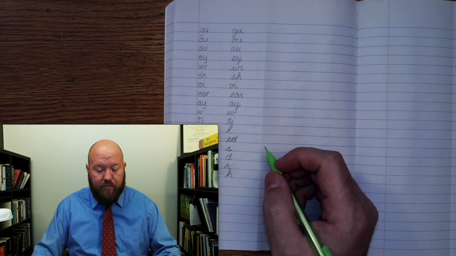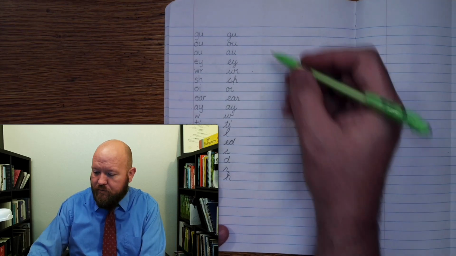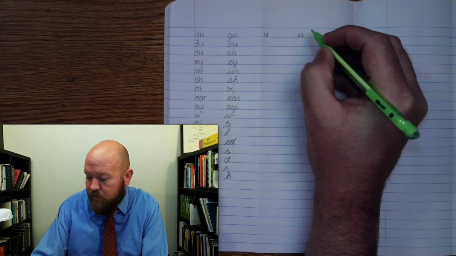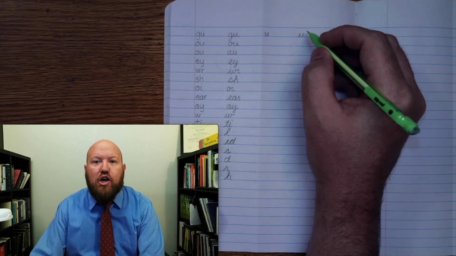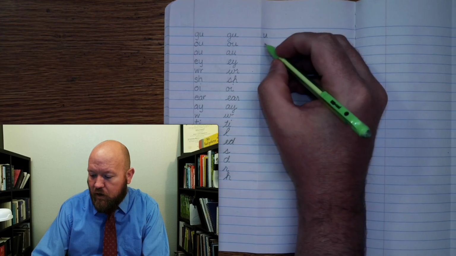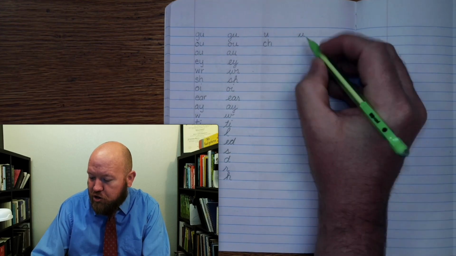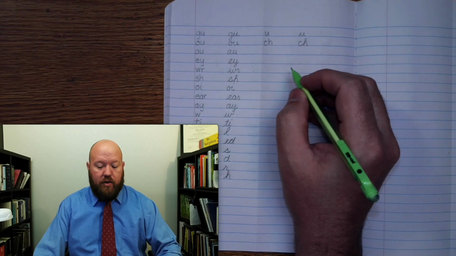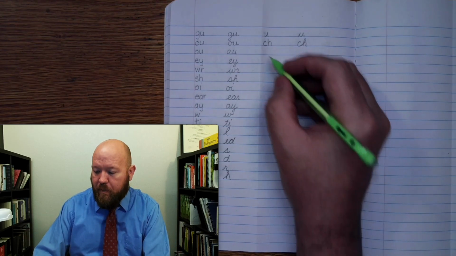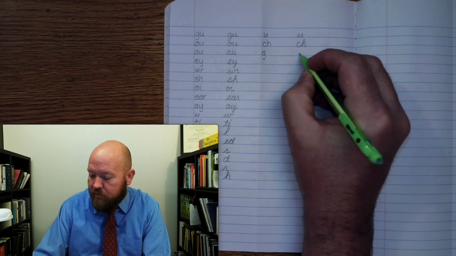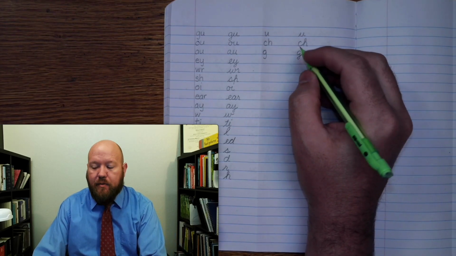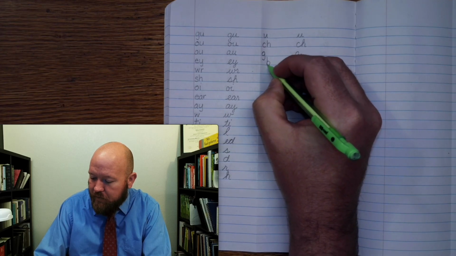The first one, a, u, u. Next one, ch, k, sh. Next one, g, j. Next one, b.